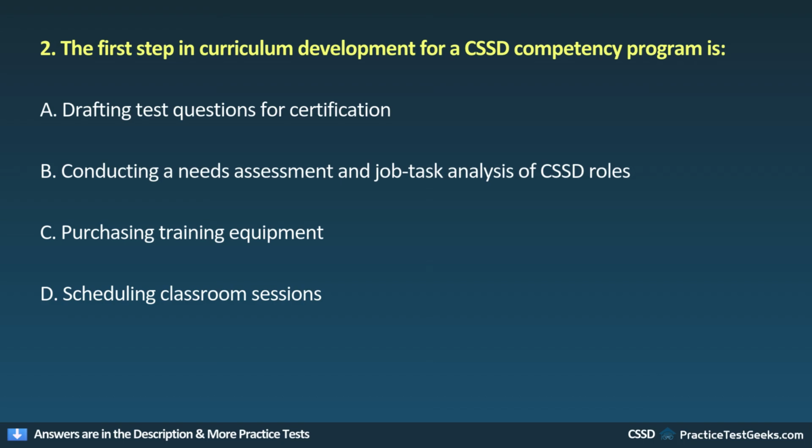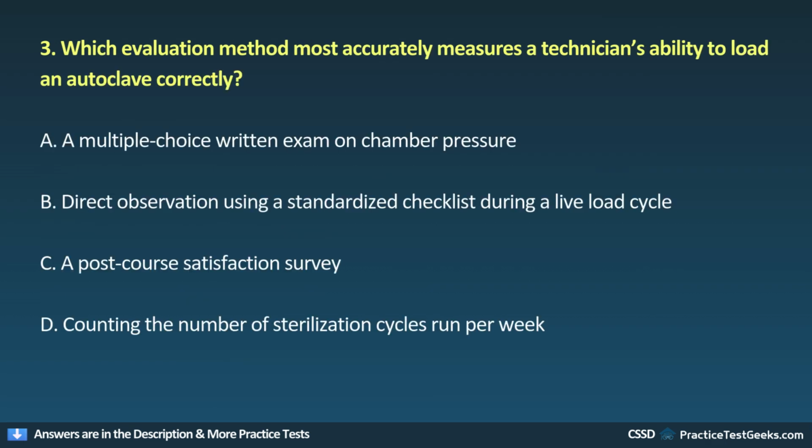2. The first step in curriculum development for a CSSD competency program is A. Drafting test questions for certification. B. Conducting a needs assessment and job task analysis of CSSD roles. C. Purchasing training equipment. D. Scheduling classroom sessions.